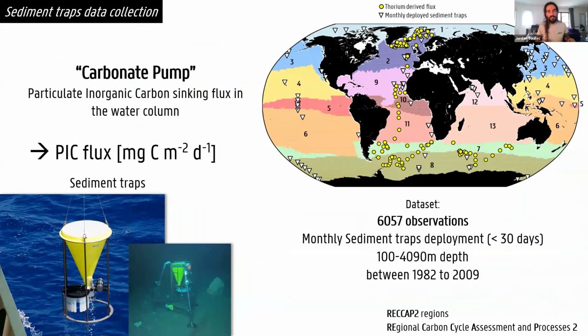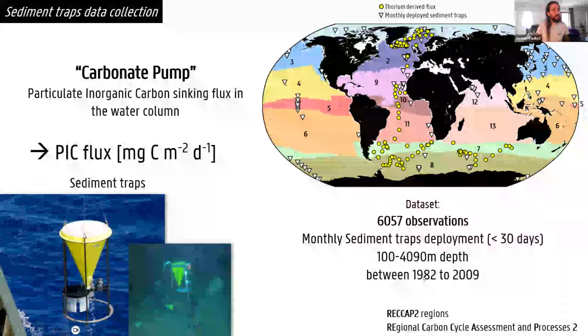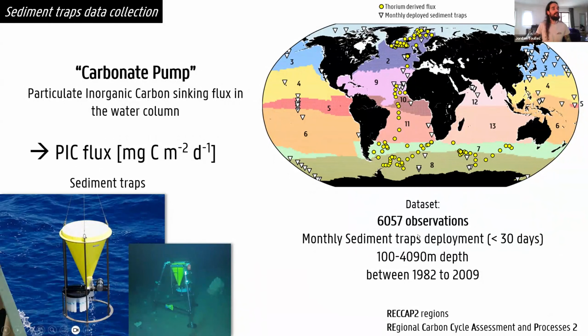In my work, I also use a huge data set collection, based on sediment trap data. I think everyone knows what a sediment trap is. I'm using PIC flux, which has been collected over almost 3 decades, from 1992 to 2009, and it's more than 6,000 observations. In my data collection, I only use monthly sediment trap deployments, because my idea is to do a matchup between the monthly satellite data and the monthly sediment trap PIC flux observations.